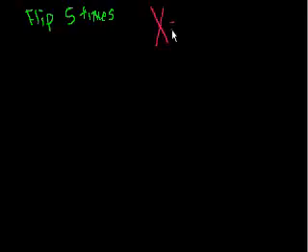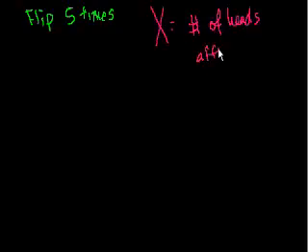So let's say I have a coin, and it's a fair coin, and I'm going to flip it 5 times. And I'm going to define my random variable, capital X. It equals the number of heads I get after 5 flips.